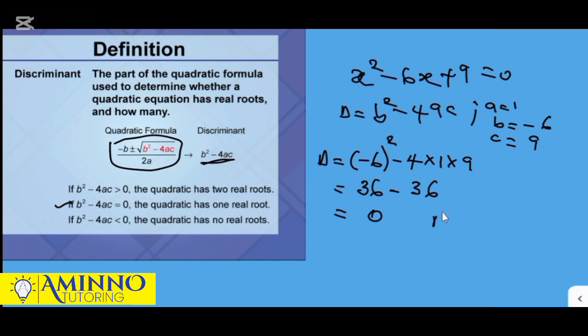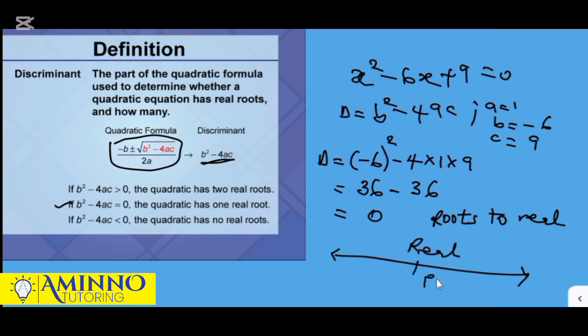Now what does it mean for a root to be real? If your solution is a number that can be found on the real line, you understand? This is the real line. Be it positive or negative, it is real. We say it is just one real root.